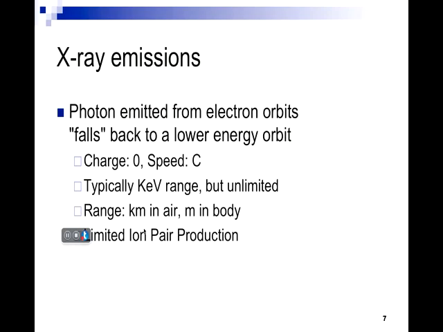X-rays occur when a photon is emitted from an electron orbital as it falls back to its lower energy orbital. When an X-ray emission occurs, it doesn't have a charge. Its speed is the speed of light, which I have referred to as c. X-rays have a lot of power, typically kilovolts, but it could be unlimited. It could be as powerful as whatever instrumentation is devising the X-ray. And the range is very lengthy. It could be kilometers in air or meters in the body, meaning it could essentially go through you.